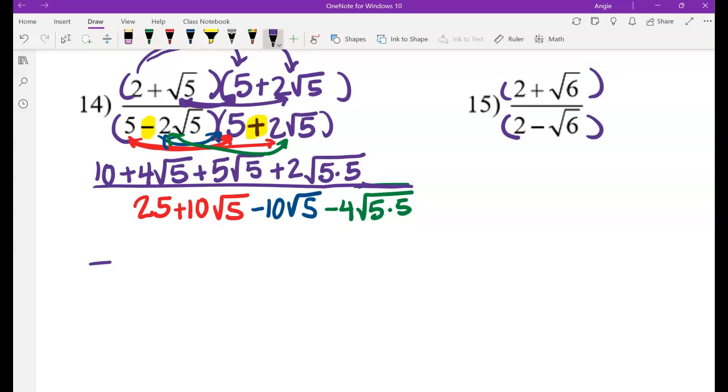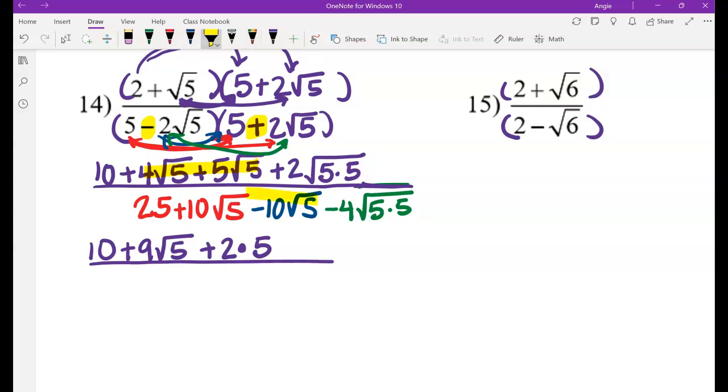As you can see here on the top, okay, we have a 10. I'm going to drop that down. I will combine those right there. That will give me 9 rad 5. Then the end here, I'm going to have 2 square root of 5 times 5 is going to be 2 times 5. Simplify out.